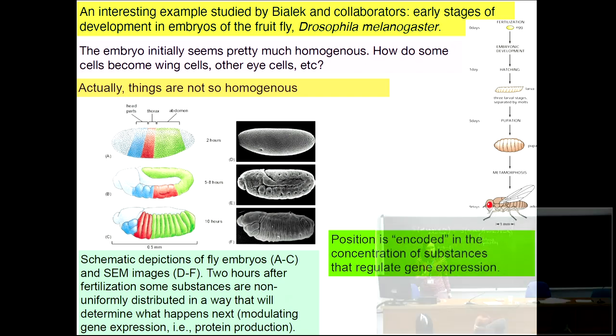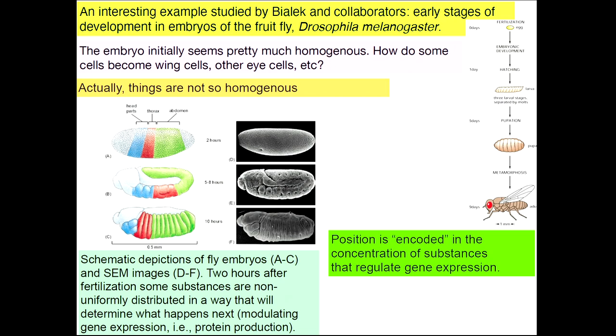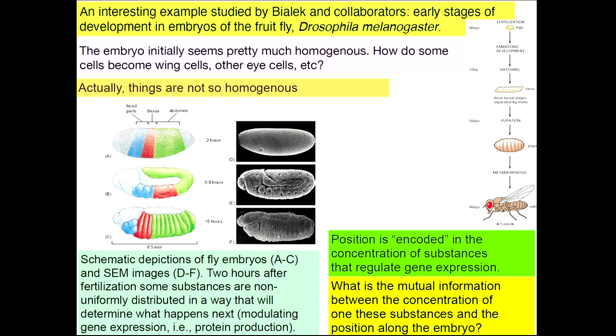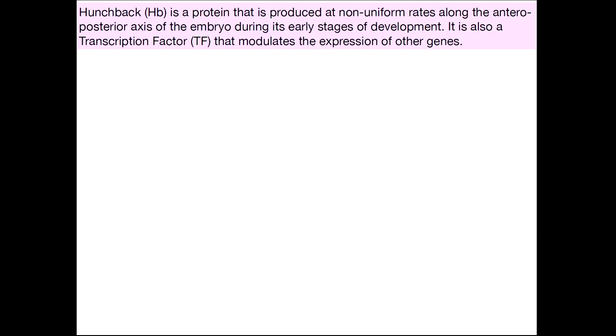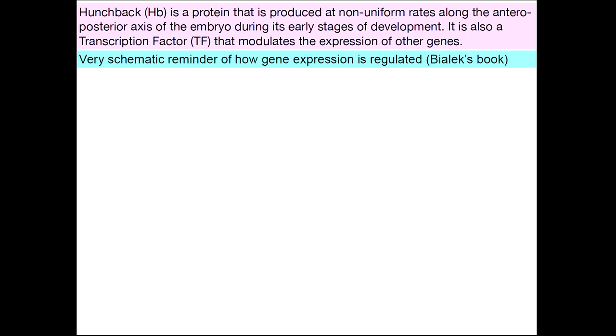Anyway, the way the process works is that the position on the embryo, which is what is going to become the different parts of the full body of the organism, is codified, is represented by the concentration of substances that regulate gene expression. And so the question that Bill Bialek asked was, what is the mutual information between the concentration of one of these regulators of gene expression and the position along the embryo? They did it with various of these regulators. In particular, in the book, he discusses this one, which is called Hunchback. It's a protein and is a transcription factor. And so, well, this is from Bill Bialek's book.